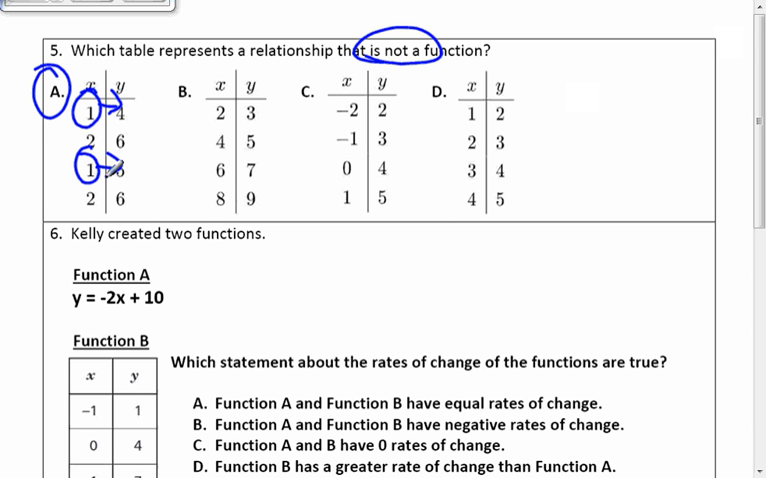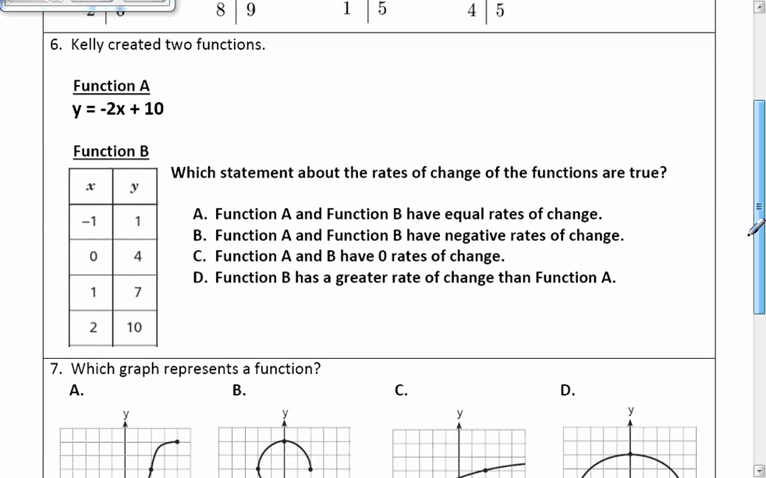The 2 and the 6 is fine, even though it shows up twice. It's just that x value of 1 that's a problem. Number 6, Kelly created two functions. Which statement about the rate of change of the functions are true?